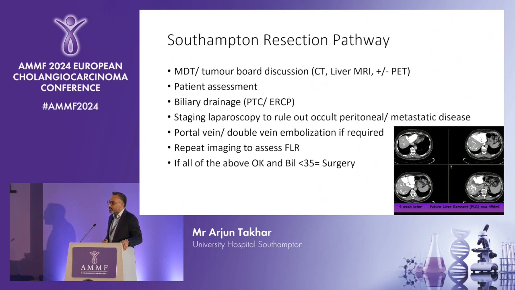And as with most other centers, we routinely do a staging laparoscopy to rule out occult disease. Quite a lot of these patients will need to have their future liver remnant grown in size, so we now, as routine, do double vein embolization. And of course, you go on and do a repeat assessment, make sure they're still operable, you've got a good FLR size, and the bilirubin has come down adequately for you to proceed with the operation. And that's just a gratuitous slide showing a volumetric analysis, but also the end result of a vein embolization.